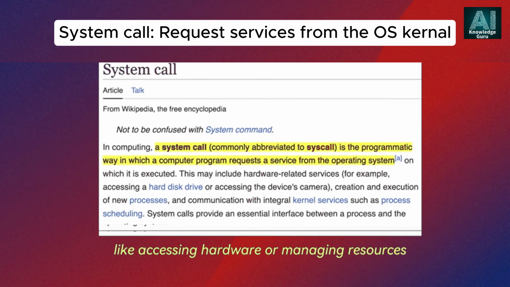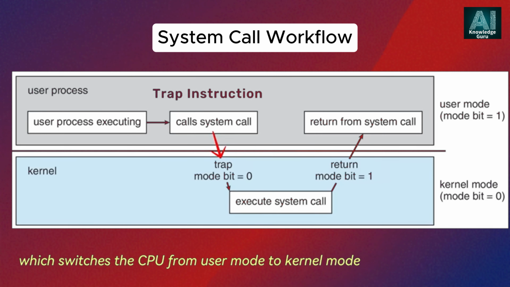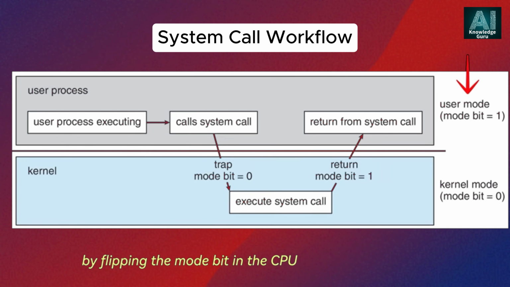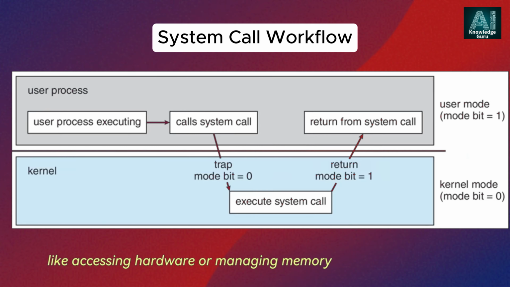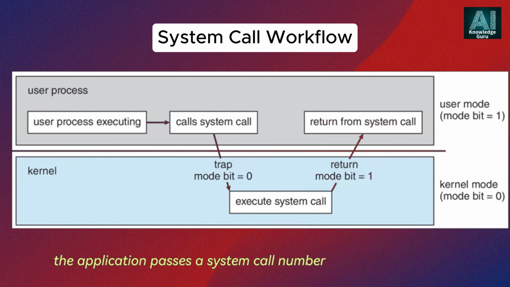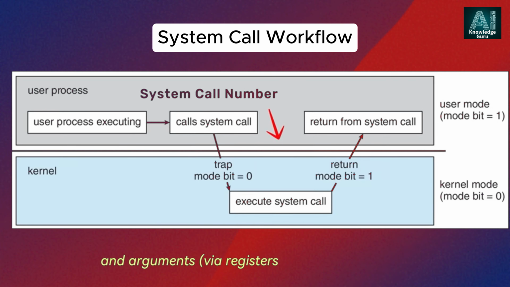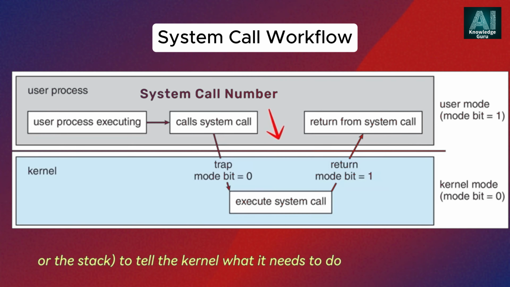Now let's look at the workflow of a system call. It all starts with a user space API call, when your application calls a library function like read or write. These functions are part of standard libraries like glibc that provide an abstraction or wrapper for system calls. The library function triggers a trap instruction which switches the CPU from user mode to kernel mode by flipping the mode bit in the CPU. Why is this switch necessary? Because only the kernel can execute privileged instructions like accessing hardware or managing memory. Along with the trap, the application passes a system call number and arguments via registers or the stack to tell the kernel what it needs to do.